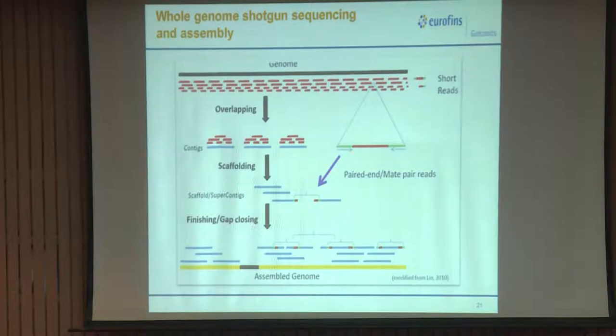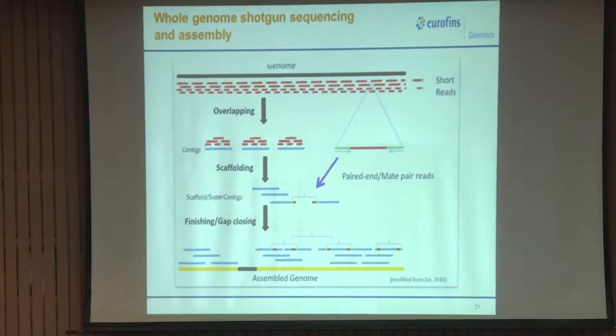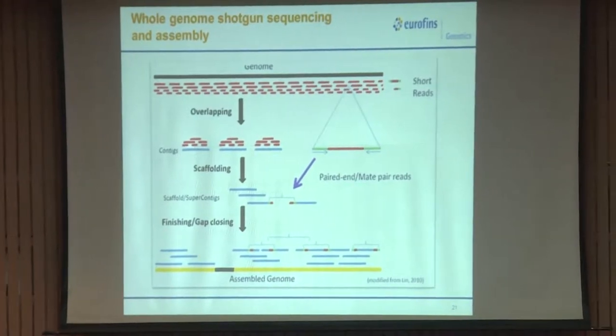In scaffolds, you can see paired end reads. This distance is called your insert. So, this is how the paired end reads map, the insert sequence is there, and we can end up having a draft genome. Close the gaps and have a draft genome. This was a summary of a genome assembly.